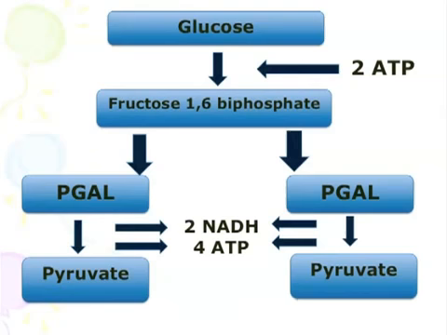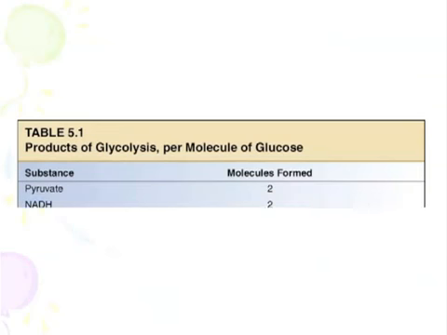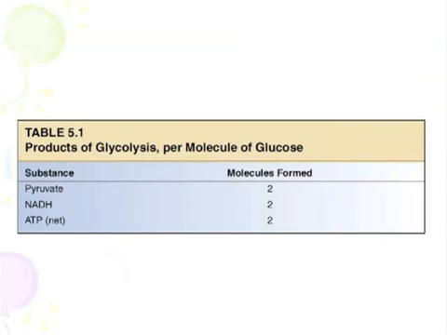But the total energy outcome of glycolysis is actually only 2 ATP and 2 NADH, because you put 2 in, and you got 4 out, so your net outcome is actually only 2, because you used 2 at the beginning. So this shows that the molecules that are formed in glycolysis, you have pyruvate is 2, NADH is 2, and the net of ATP is 2.